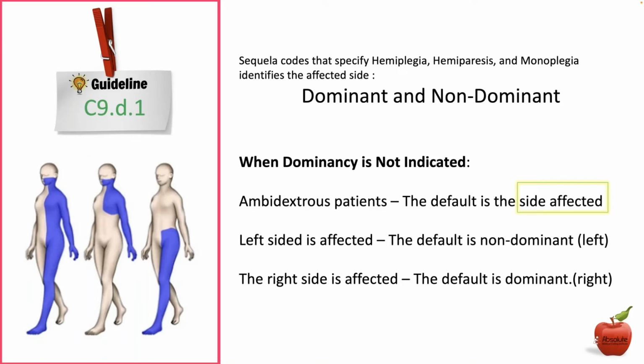All right, so if you're left-handed and your left side is affected, then that is your dominant side. If you are right-handed and your right side is affected, that is your dominant side. However, if the opposite side is affected from your writing hand, then that's your non-dominant side. But if you're ambidextrous, that means you can write with both your right hand and your left hand, then whatever side is affected by the stroke is your dominant side.